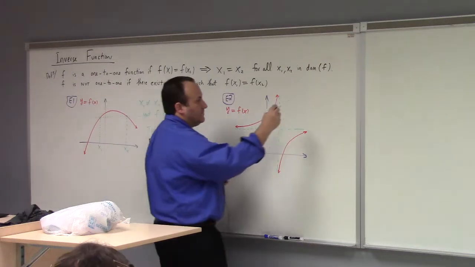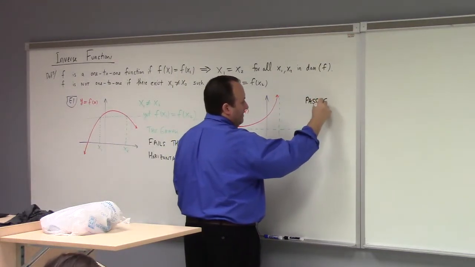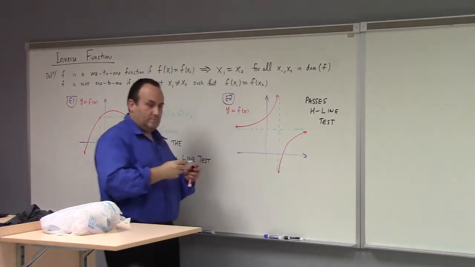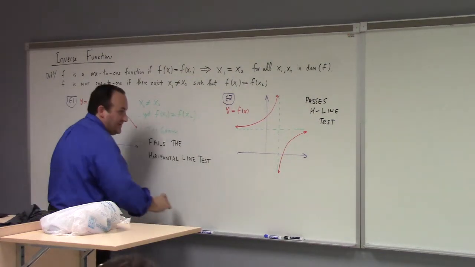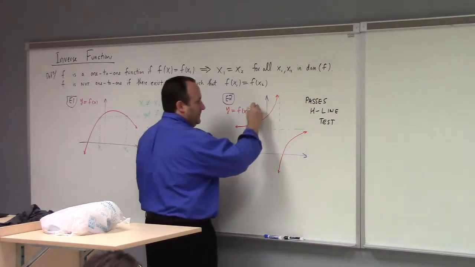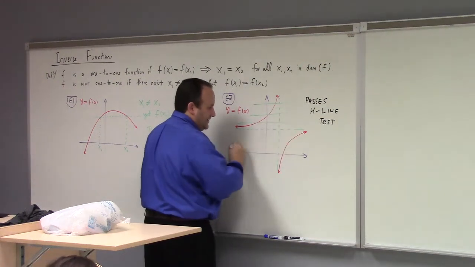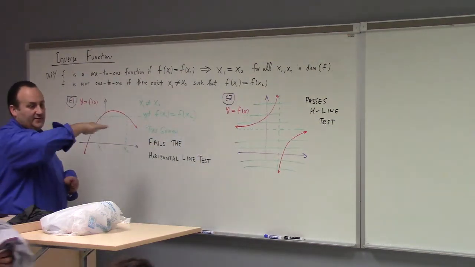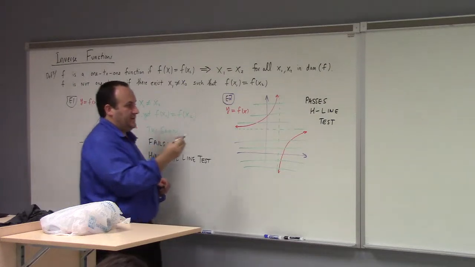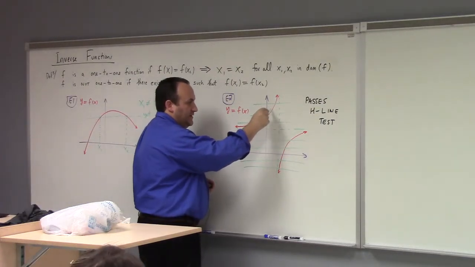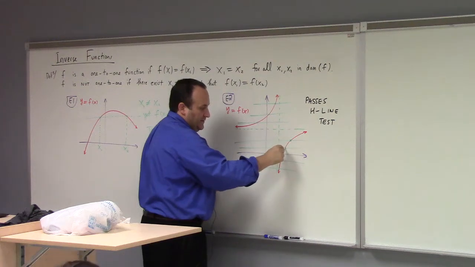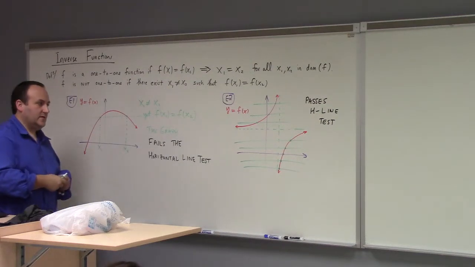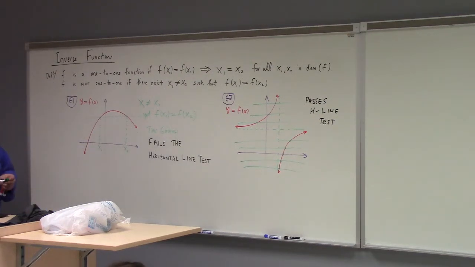Do you see the difference? I can start drawing in some horizontal lines for you. Here's one. Here's another. Here's another. We could go all day. Each horizontal line that you draw only hits the graph in just one point. Each one of these dots that I'm drawing represents the unique place on the graph where that y value is reached.